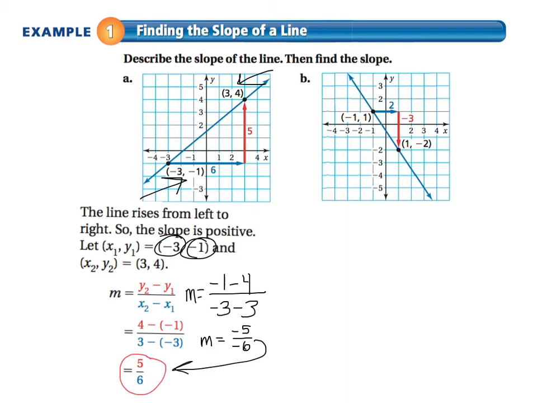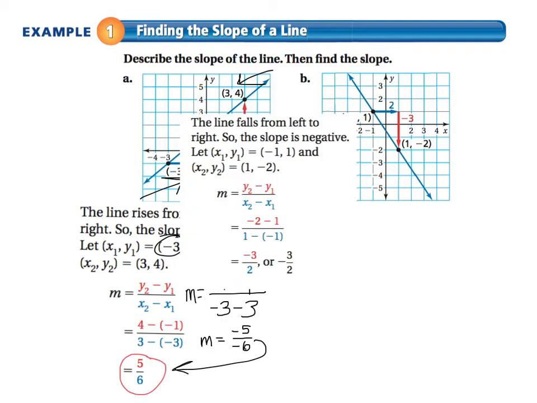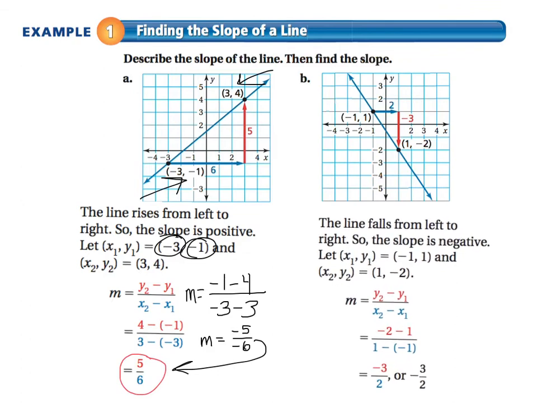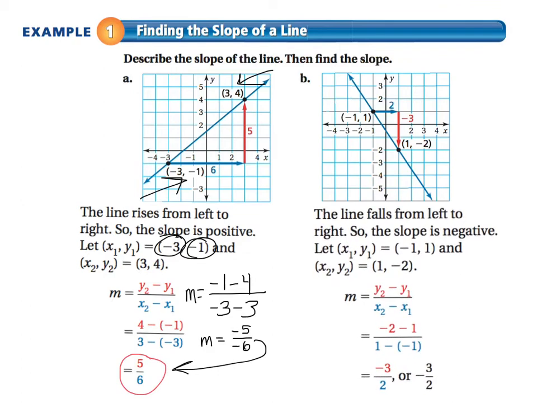So in B, what happens to your graph? It goes downhill. So we would describe it as the line falls from left to right, so the slope is negative. If I subtract my y's, I could take negative 2, which is right here, minus 1, which gives me negative 3. So negative 2 minus 1 is negative 3. And then 1 minus negative 1 is 2. So negative 3/2 would be my slope.